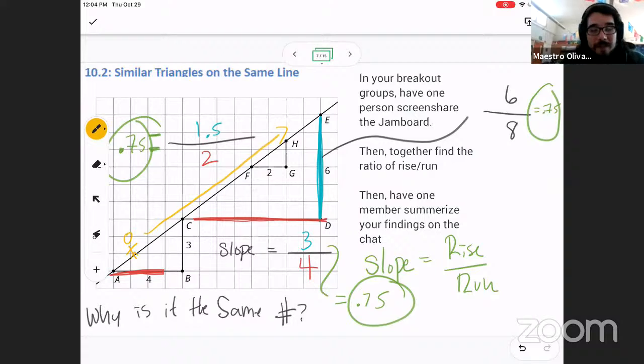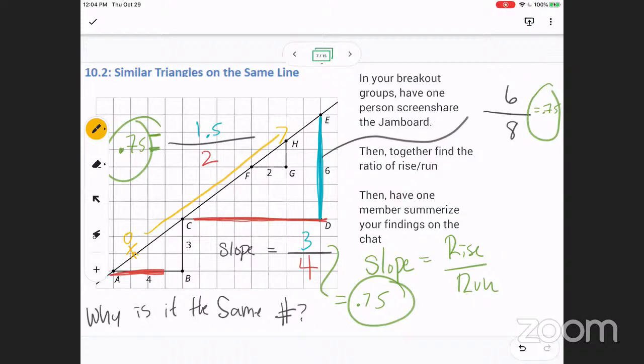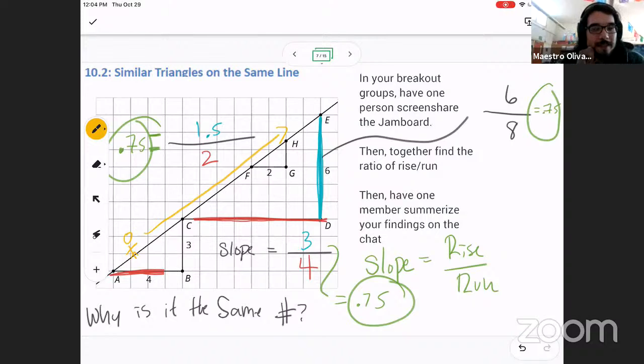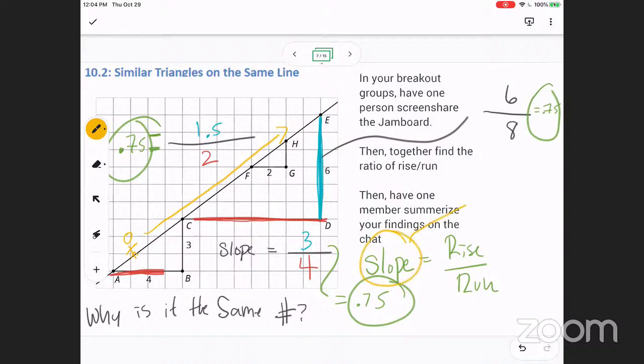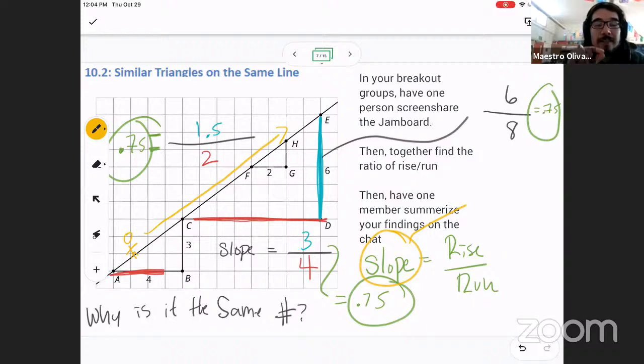Okay, some of you are telling me it's the same. Why is it the same? Because it's the same number. What's the same number? It starts with the letter S. Slope? Yes. The slope of the mountain stays the same. It's not getting harder, right? It's not getting steeper, but it's also not getting any easier. It's not leveling out. It's the same slope across.